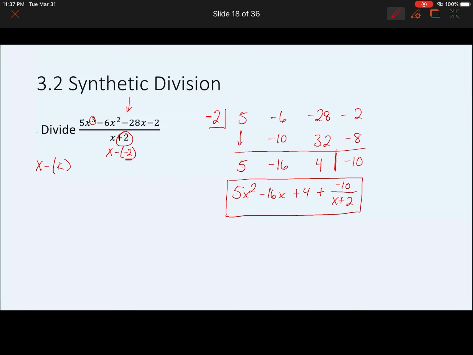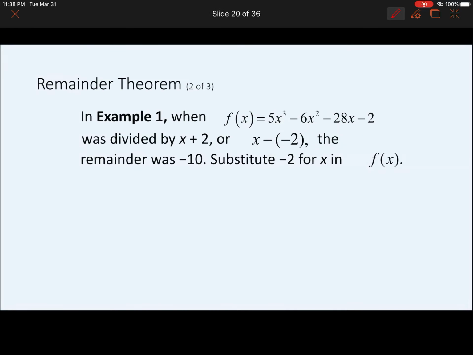For example, in the last problem that we did in the previous video, and I'll back up and show you this, we were dividing this polynomial, up here at the top, by x plus 2. And so negative 2 was the number that we were actually dividing by. Again, it's x minus k is our form, and so x minus a negative 2. And so we took that negative 2, we divided by it, and when we got finished, our remainder was negative 10.